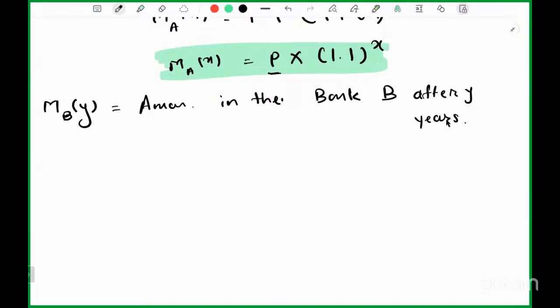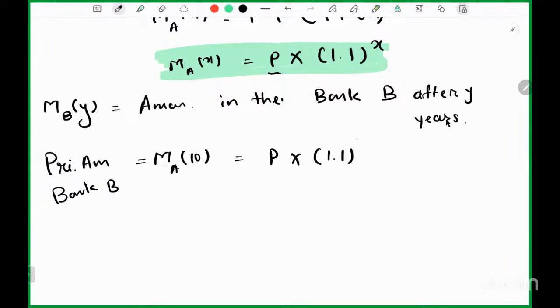So ma'am, MA of 10 will become its principal amount. So this will be the principal amount for bank B. Right. So MA of 10 we can compute just P into 1.1 to the power 10. So here you can compute MB of Y.